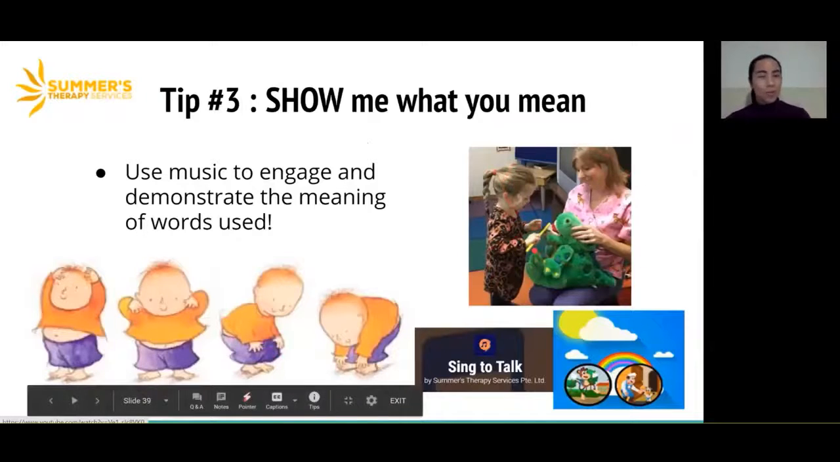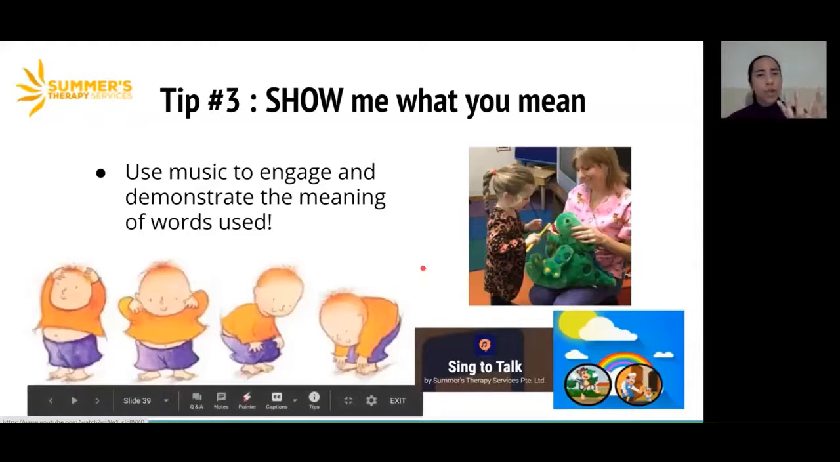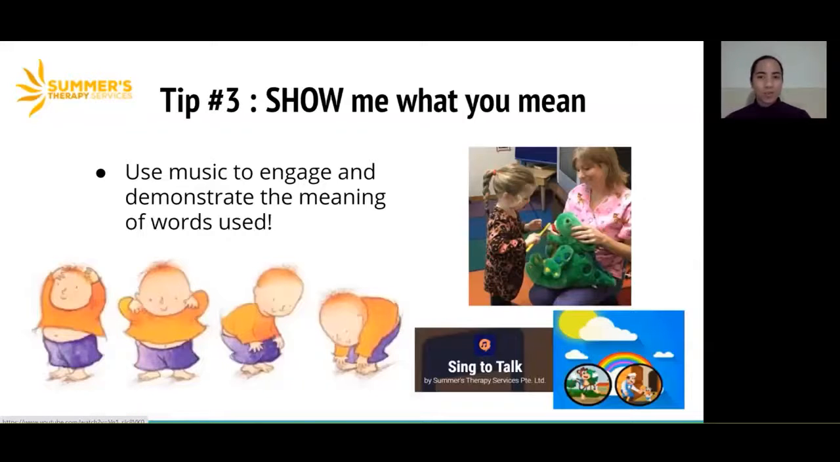When I go, this is the way we brush our teeth, up and down, left and right. You're learning a sequence of it as well. And I'm showing you what it means through the action, through the music. You're able to engage so much more of your brain in this learning process. So you can show me through actions, you can show me through the actual objects, show me through music that I love to pay attention to.